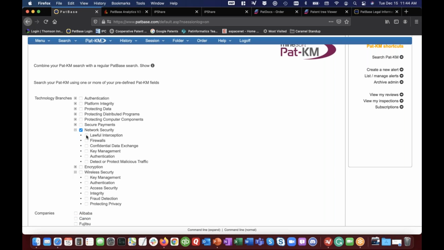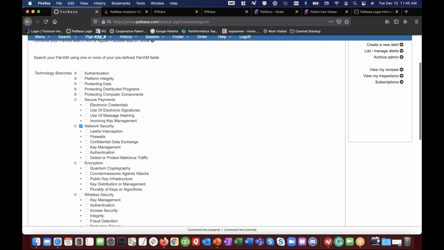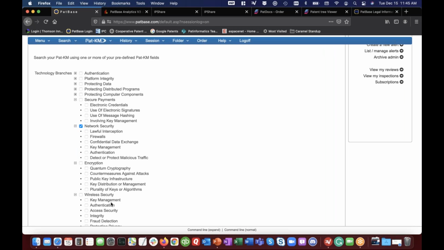Well, that's the nice thing about this system. This particular system, for instance, notice how many of these involve key management. So there's keys involved with secure payments. There's keys that are involved with network security. There are keys involved in encryption, and there's keys that are involved with wireless. Those are all different keys.